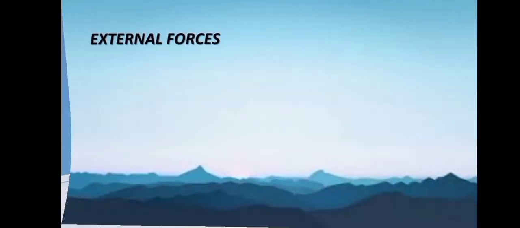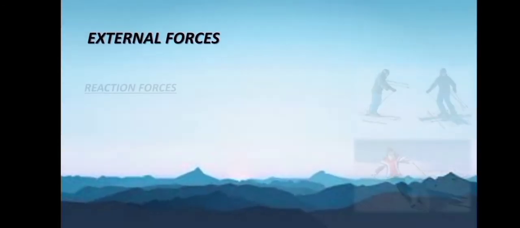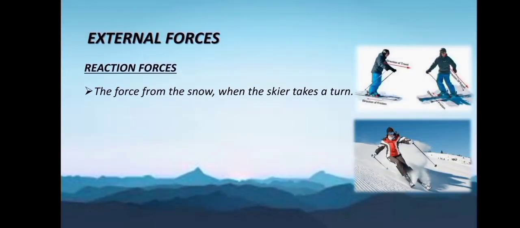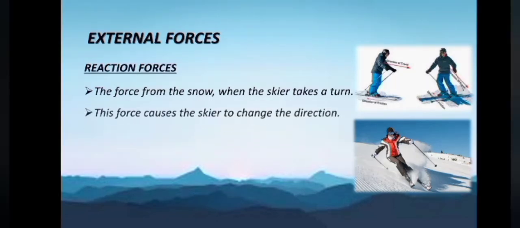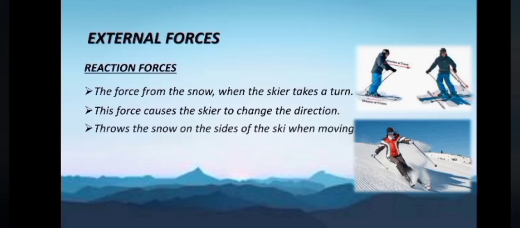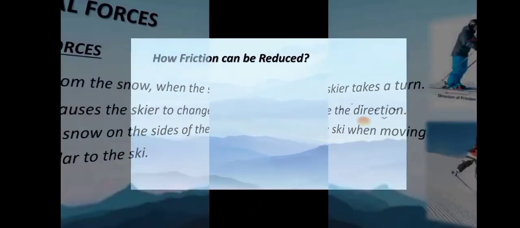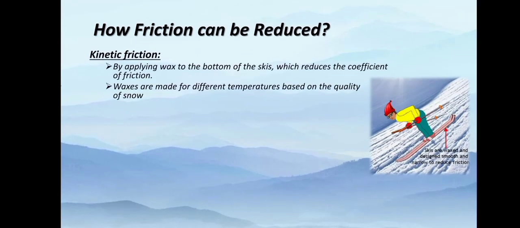Reaction forces. It is the force from the snow when a skier takes a turn. This force causes the skier to change the direction, which throws the snow on the sides of the ski when moving, which is also perpendicular to the ski. How can friction be reduced? Kinetic friction can be reduced by applying wax to the bottom of the skis, which reduces the coefficient of friction. Waxes are made for different temperatures based on the quality of snow.